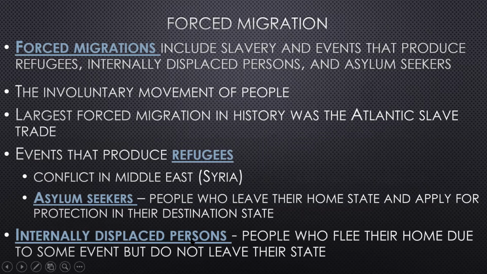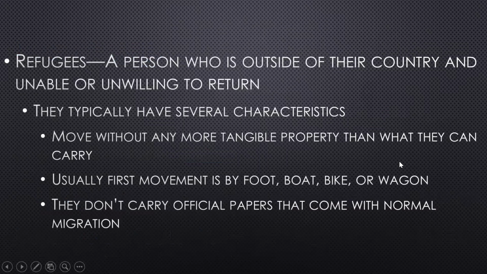Now, internally displaced persons, right? They're not exactly refugees. So if somebody was to flee Syria, out of the country, then they're a refugee or asylum seeker. But if they were to move to a different part of Syria, but they can't go back home either because they're unable to or unwilling to, that's when they're an internally displaced person. They're still in their country, but they can't go back home.